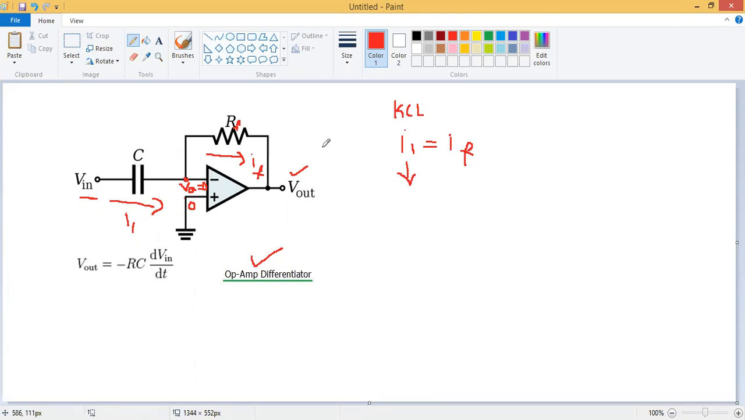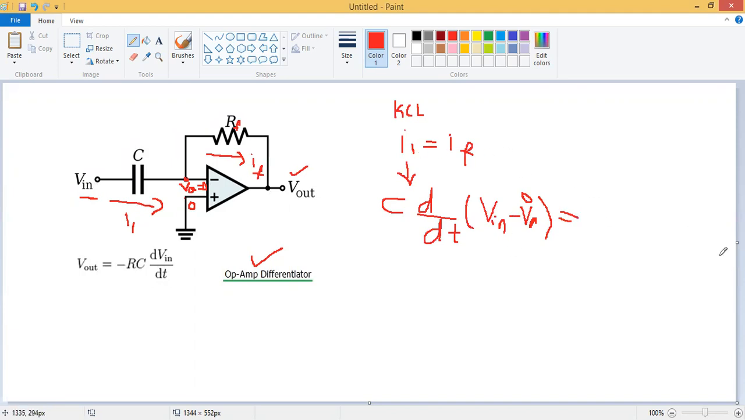Actually, the current through the capacitor is C dVc by dt, where Vc is the voltage across the capacitor. So I am writing the current through the capacitor as C into d by dt of the potential here, V in minus VA. As we know that the VA value is 0, this is 0. I'm going to substitute in the next equation.